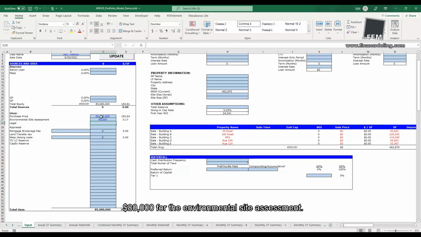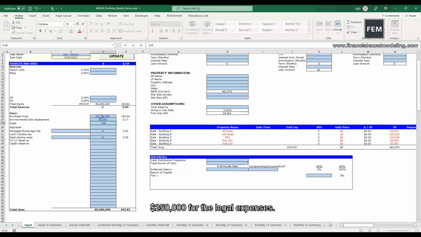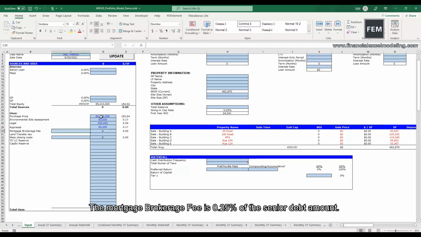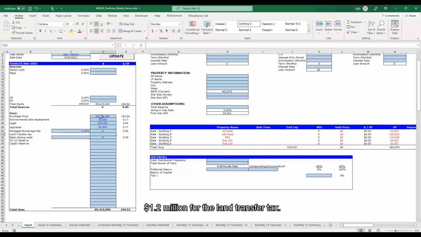$80,000 for the environmental site assessment, $250,000 for the legal expenses, $80,000 for the appraisal. The mortgage brokerage fees is 0.25% of the senior debt amount, $1.2 million for the land transfer tax.